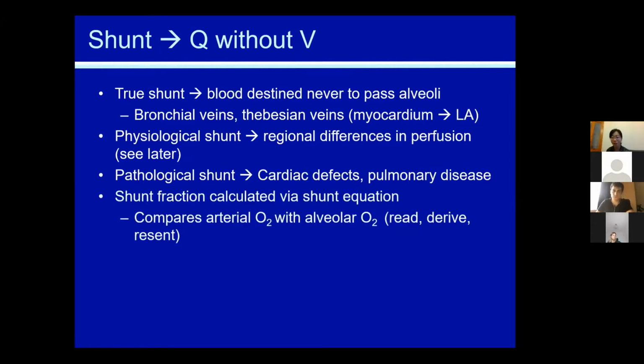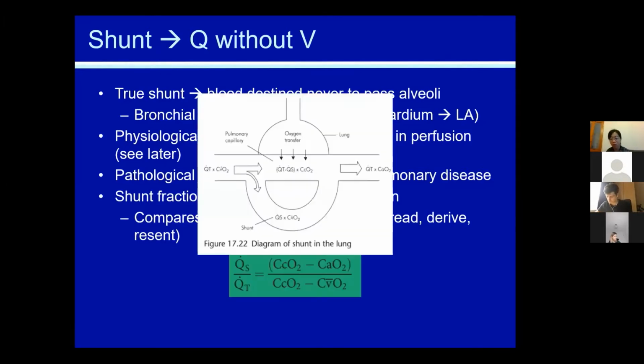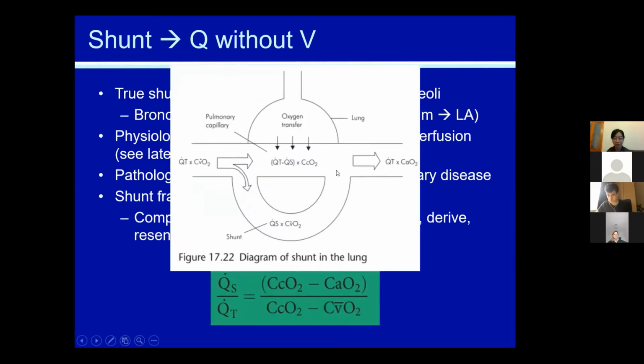It is the shunt equation. So as I mentioned a couple of minutes earlier, Bohr's equation for dead space compares alveolar and arterial carbon dioxide. The shunt equation compares arterial and alveolar oxygen. This is what it looks like in the green down here. This is the diagram that helps you derive it. You do need to know how to derive it.